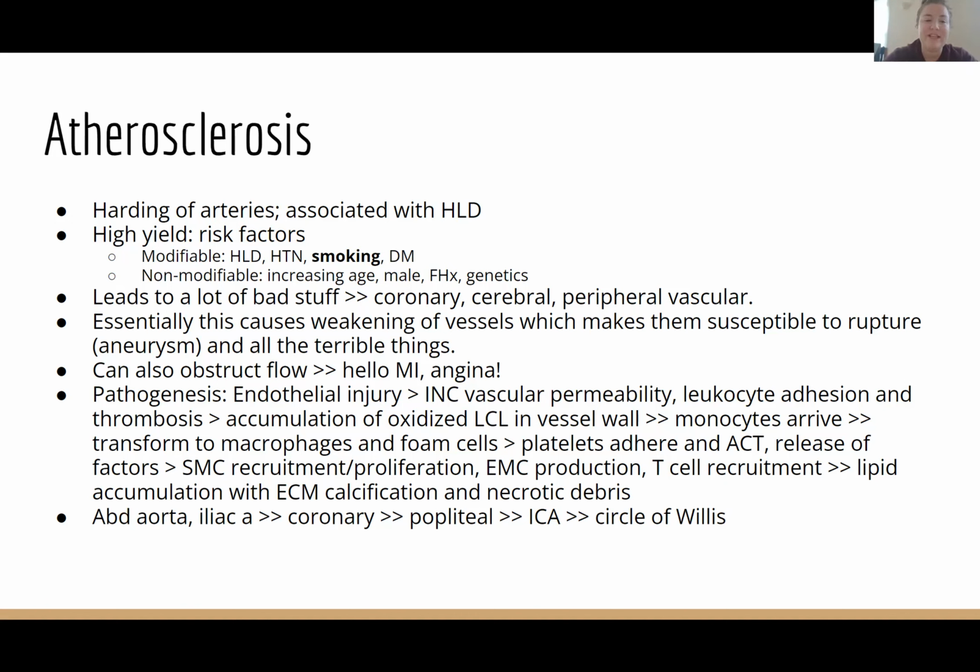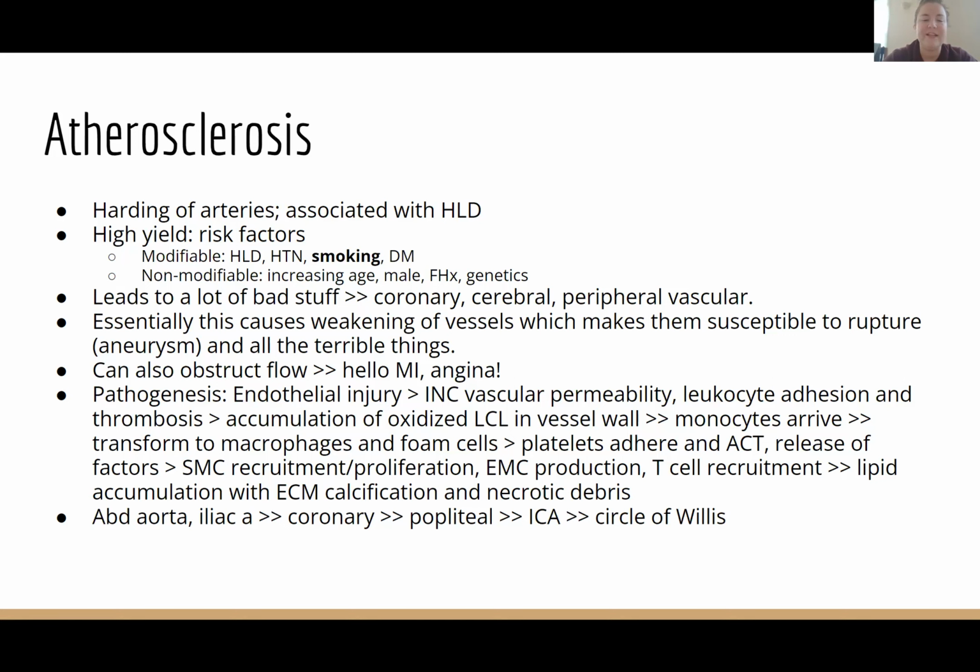But pathogenesis: you can get some endothelial injury, hint, smoking, that's direct endothelial injury. And then once you get that endothelial injury, in your inflammatory process you have increased vascular permeability, which lets a lot of stuff in, including leukocytes. You have accumulation of oxidized LDL in the vessel. Monocytes arrive, transform to macrophages, and you get foam cells, platelets that adhere and activate, releasing factors.